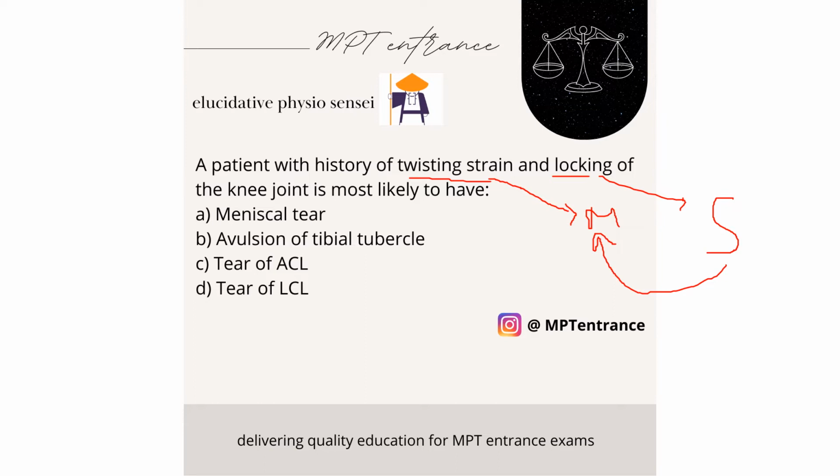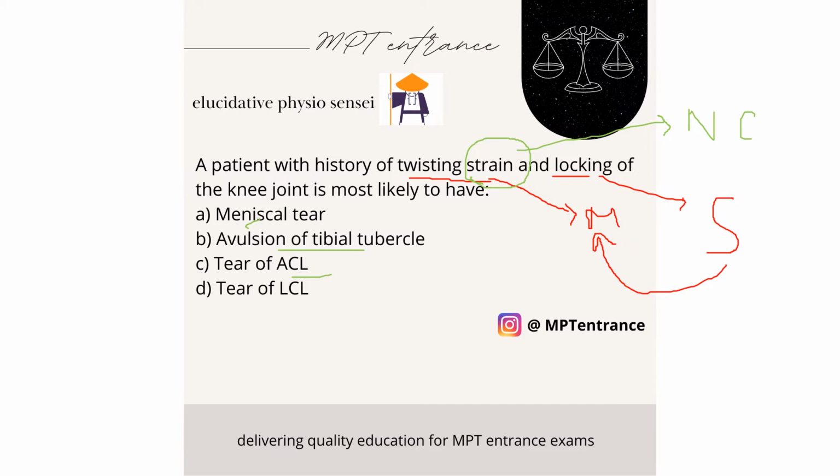If we again come to the first important part of this question, a strain. Strain is basically a word given for a non-contractile unit. So in this question, we have three non-contractile units. First is a meniscus, second is a bone, the tibial tubercle, and third is a ligament.